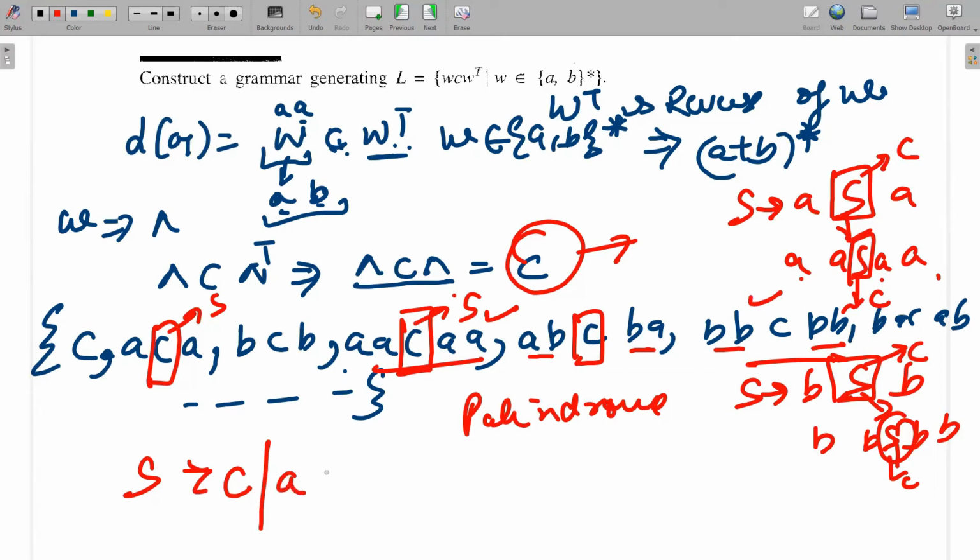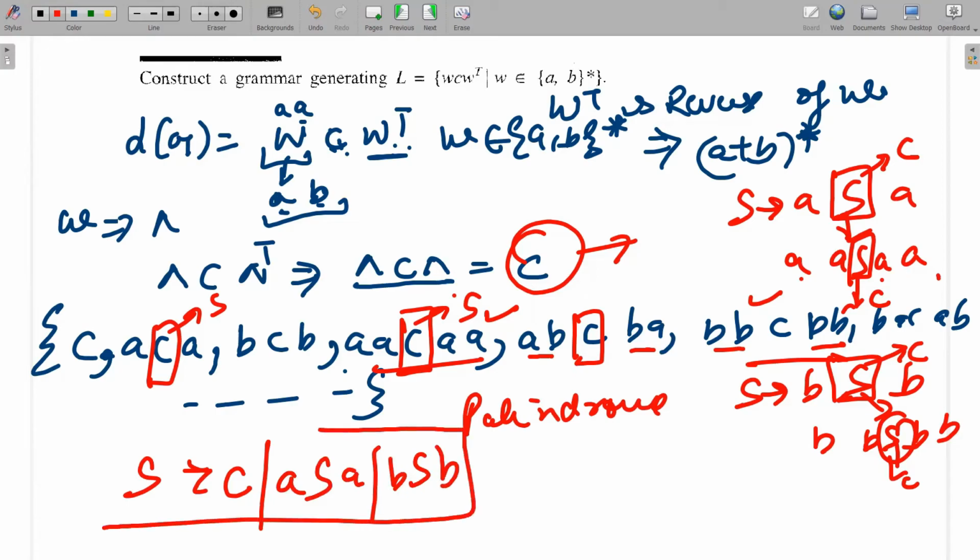I can clearly write S to A S A and S to B S B. This is a set of palindromes. Yes, there is one difference: there is a C which is used in the middle. Hopefully, this is clear to all.